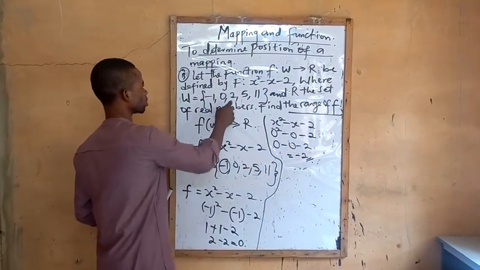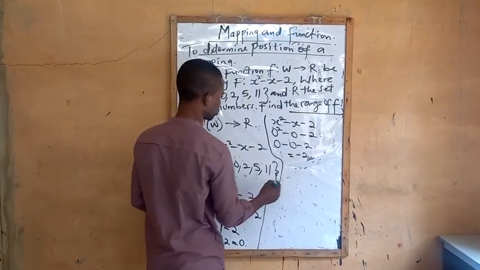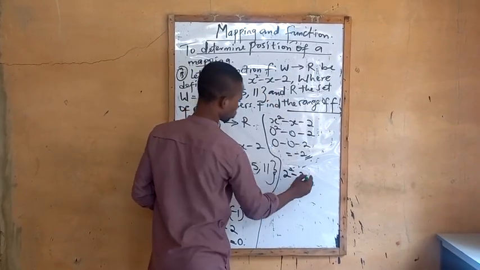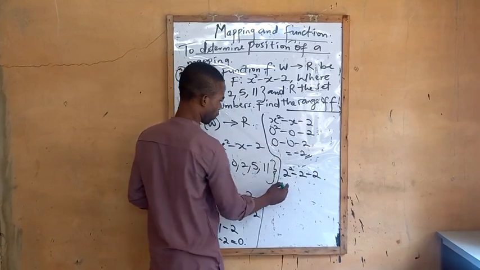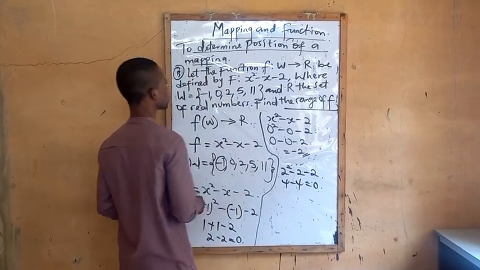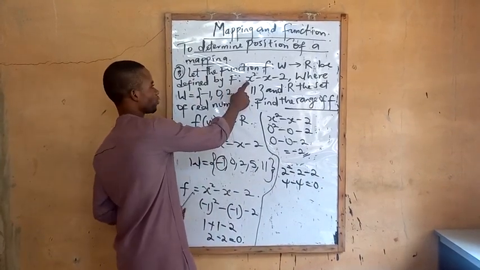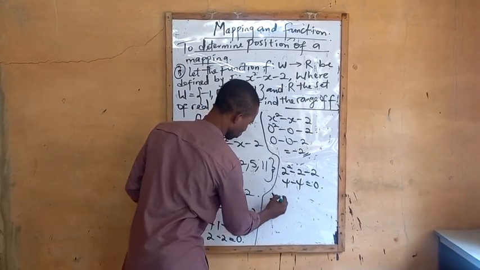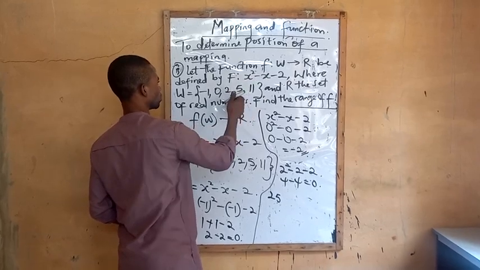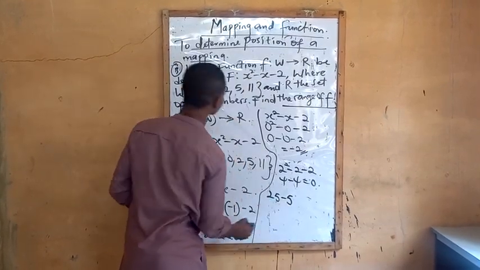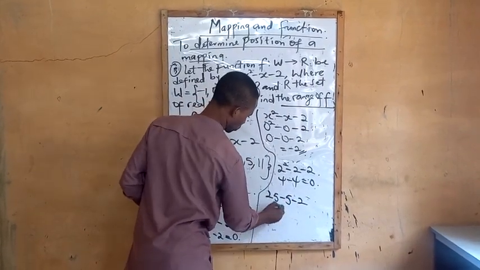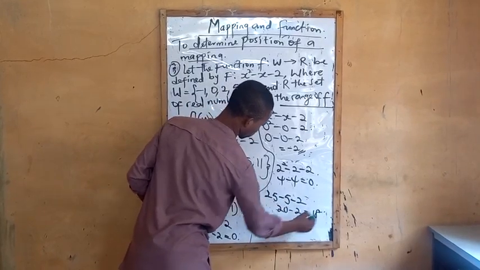Again, I'll substitute 2 inside here. That is 2 squared minus 2 minus 2. 2 squared is 4, minus 2 minus 2 is 0. Then I'll substitute 5. 5 squared is 25, minus 5. Anywhere you see x, you put 5. Then minus 2. 25 minus 5 is 20, and 20 minus 2 is 18.